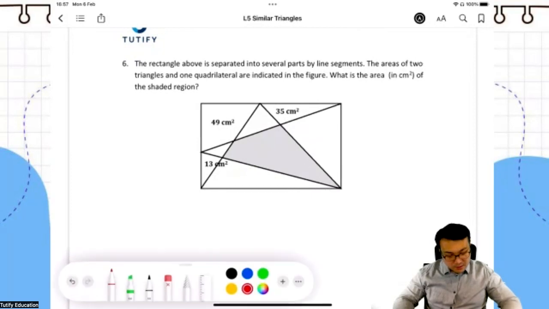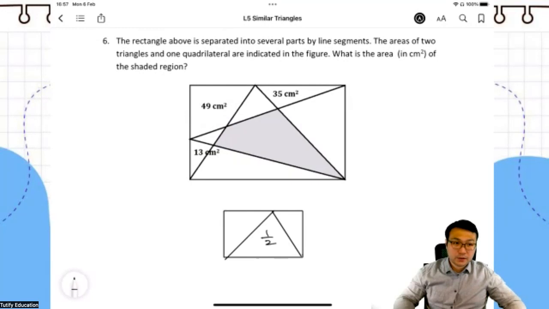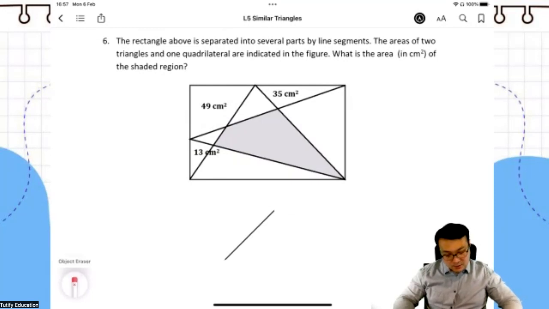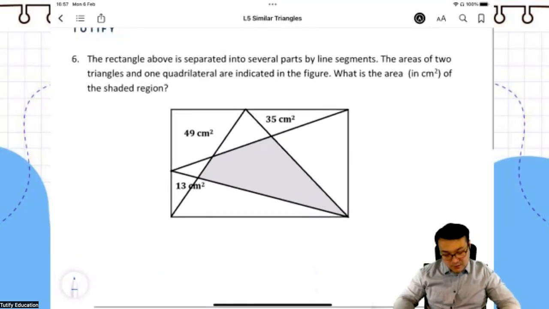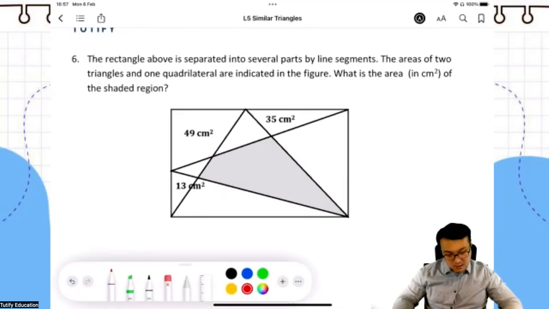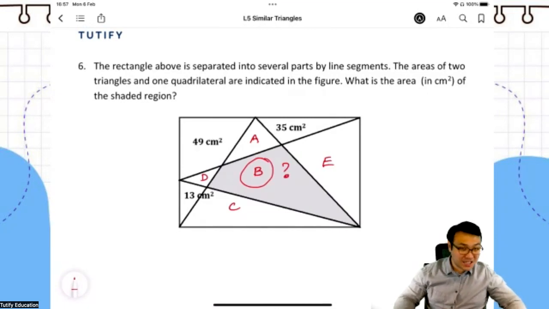Now, students, let me remind you of the concept. Whenever we have a triangle inside a rectangle, what happens? The triangle is half of the rectangle, right? So why not we read the question? We are given all the areas there. They're asking you what is the shaded region. Let's do some labeling. Maybe I call this A, B, C, D, E. So they're obviously trying to ask you to find what is the area of B, the shaded region.